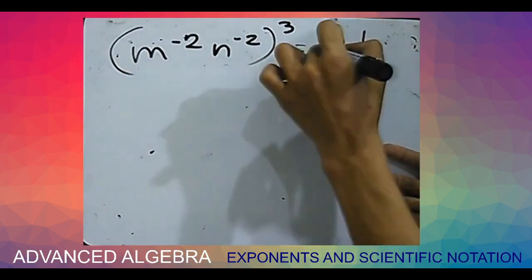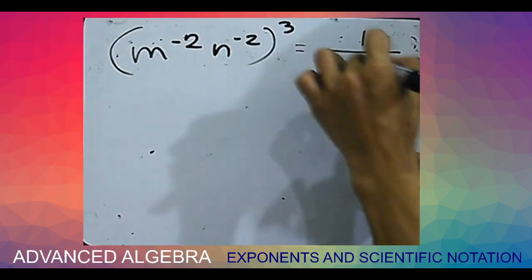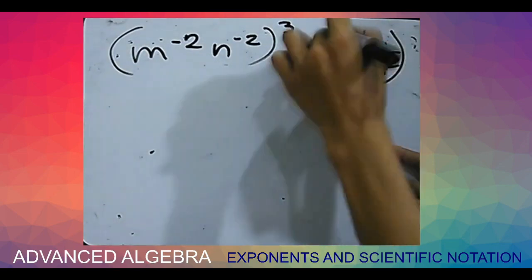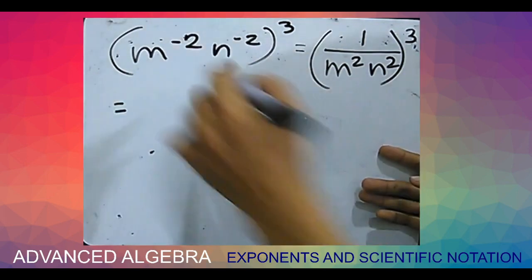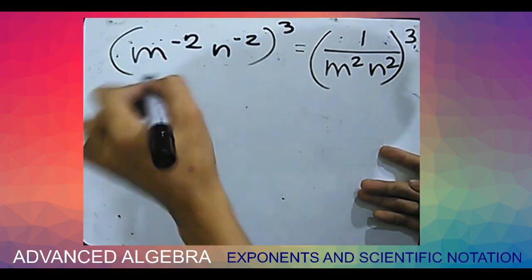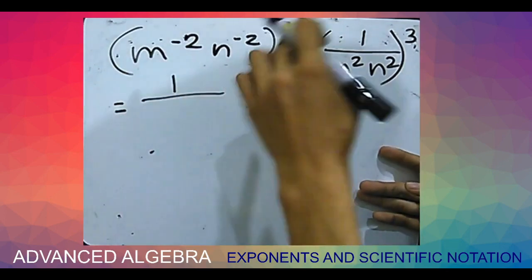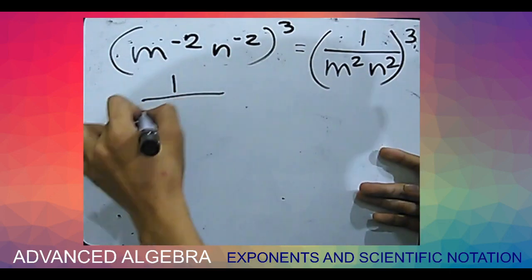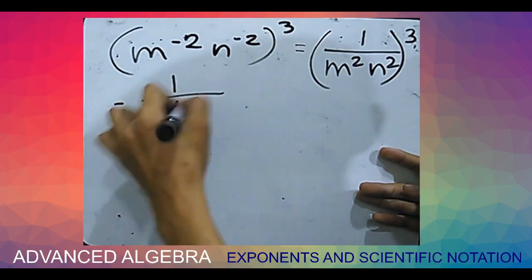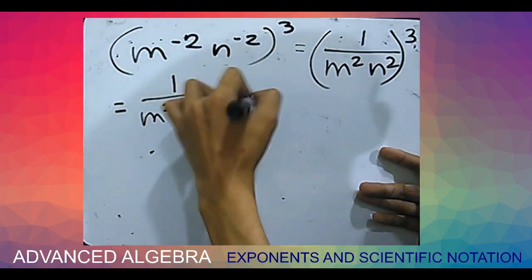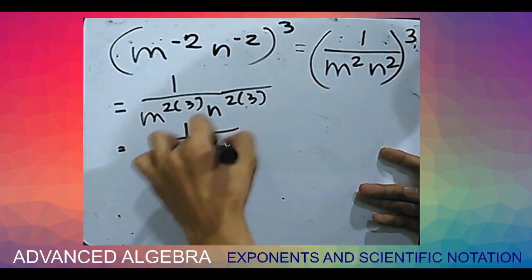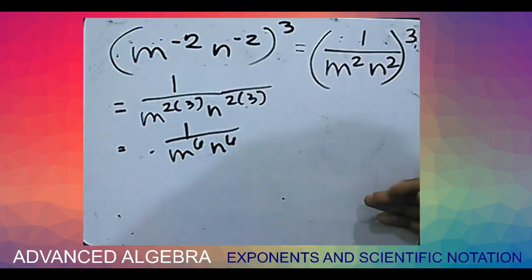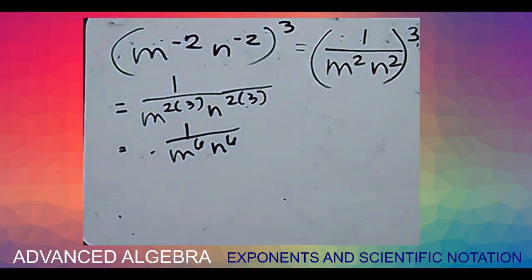So magiging 1 over n squared, raised to the third power. Saka mo siya isimplify. So magiging 1 to the third power is 1, kasi 1 times 1, 1 times 1 is 1. Then 2 times 3. Okay? So ang sagot diyan ay 1 over n to the 6th power. So madali lang, di ba? Yung rule of exponent.